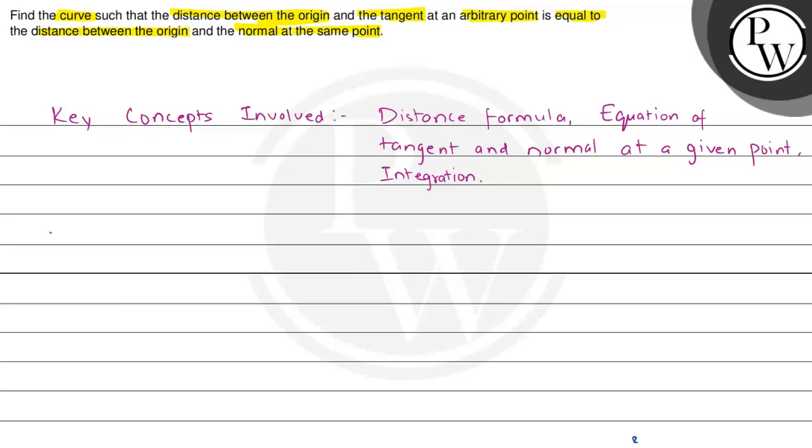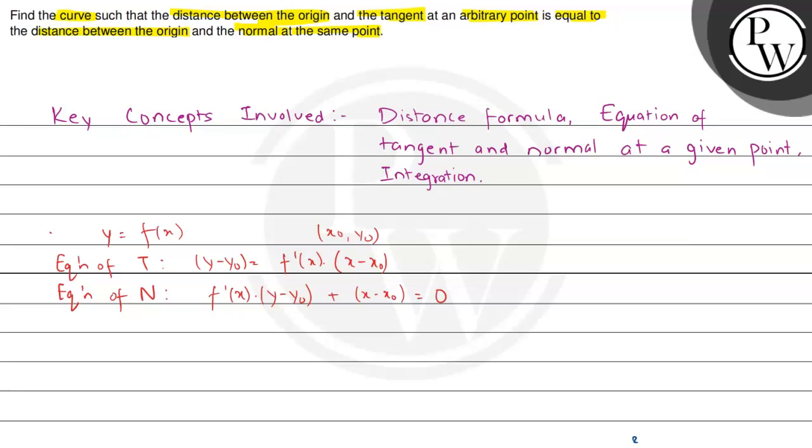Equation of a tangent at any point on any curve y equal to f of x. The equation at any point (x0, y0) is y minus y0 equals f dash x times x minus x0. And this is the equation of tangent, denoted by capital T. Similarly, the equation of normal, denoted by capital N, is f dash of x times y minus y0 plus x minus x0 is equal to 0. So this is the equation of a normal at any point on the curve y equal to f of x. Usually this f dash of x corresponds to the value dy by dx.